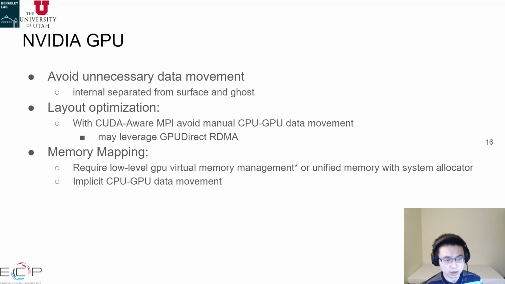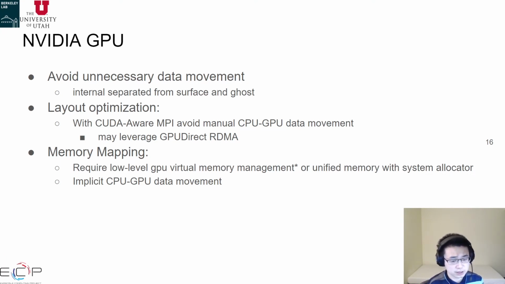With fine-grained data blocking, we're able to avoid unnecessary data movement because the internal regions can be made separate from the surface and the ghost zone, so that if only the surface is needed for communication, then the internals and the ghost zone don't need to be touched.